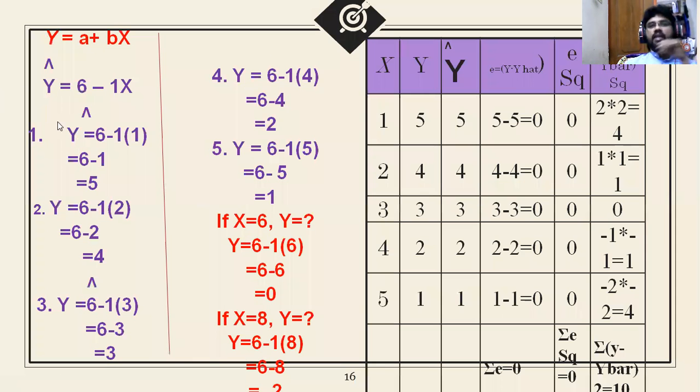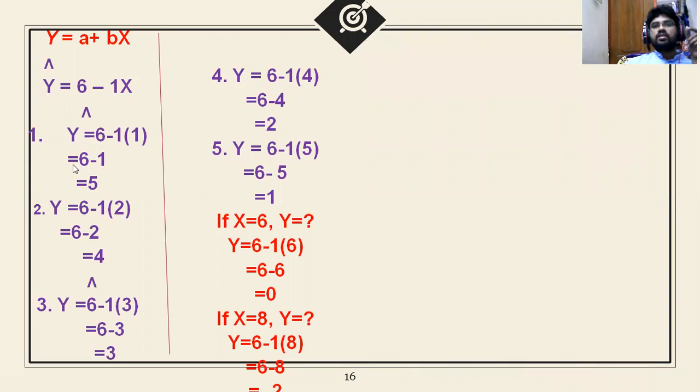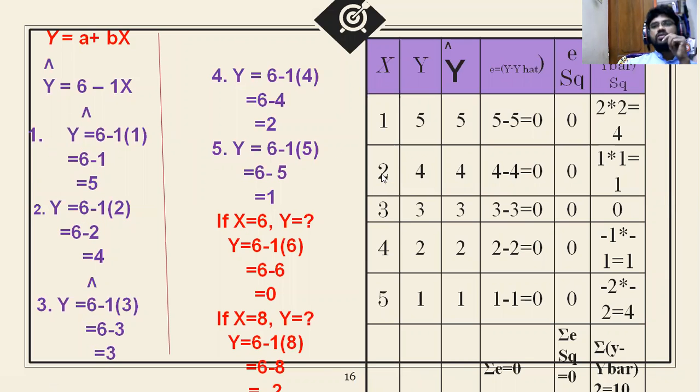Y cap is equal to 6 minus 1 into x. The x value here is 1. So 6 as it is, minus 1 into 1, 6 minus 1, we will get 5. Then y cap is equal to 6 minus 1 into 2, the second x value is 2. So 6 as it is, minus 1 into 2, that is 6 minus 2, 4.